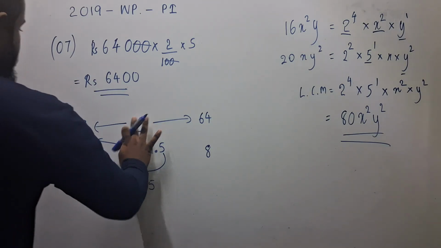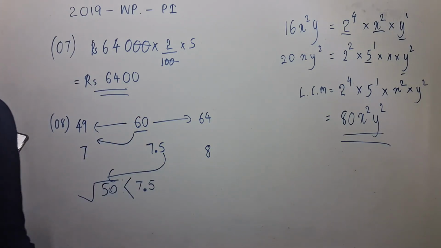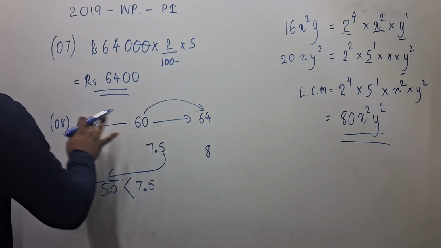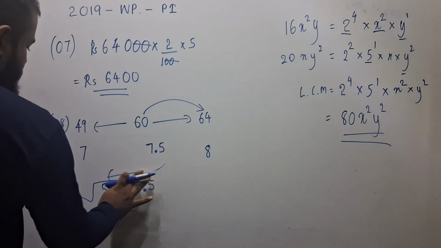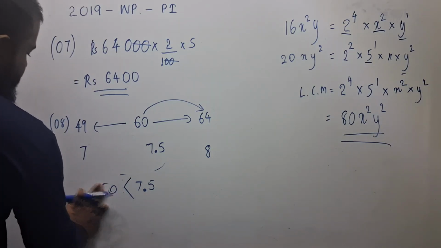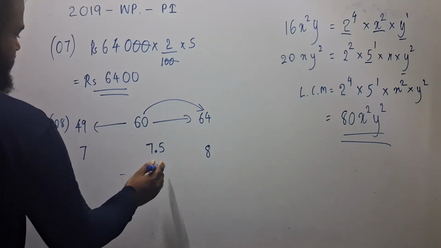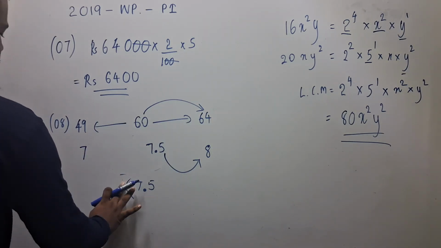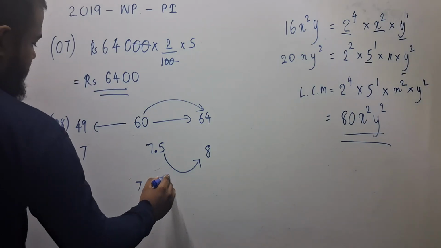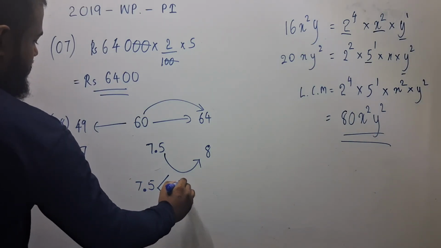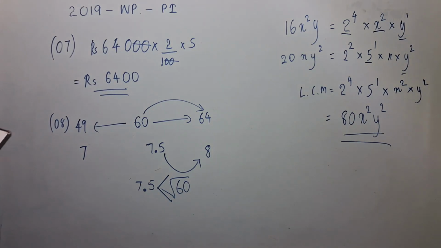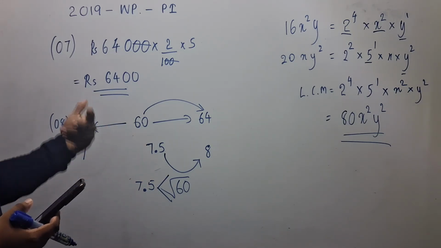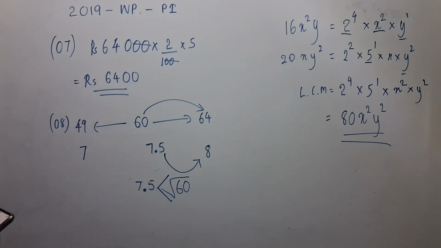Okay, let's take 60. If I take 60, what will happen? 60 is closer to 64 than 49. So the square root of 60 is greater than 7.5. 7.5 is less than the square root of 60. That means it should be 7.6, 7.7, 7.8, 7.9, or something like that.